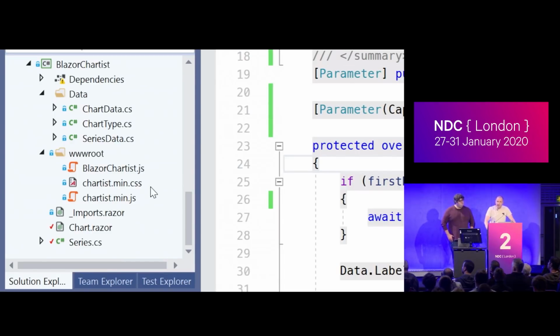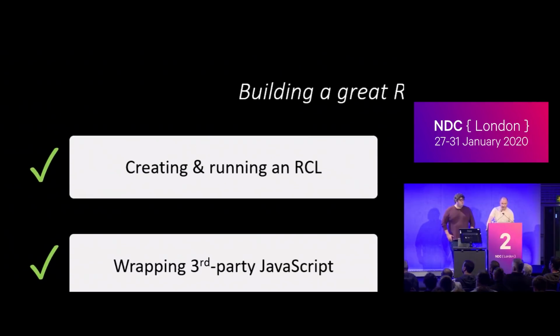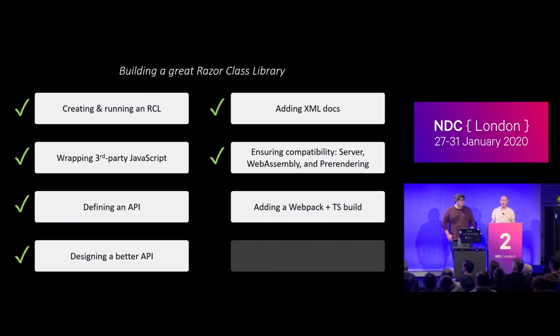Also, how do we do things like bundling and minification of our resources? And what if I wanted to write my Blazor Chartist JS file in TypeScript rather than JavaScript? Well, to do that sort of thing, we would want to have something like a Webpack and TypeScript build process.